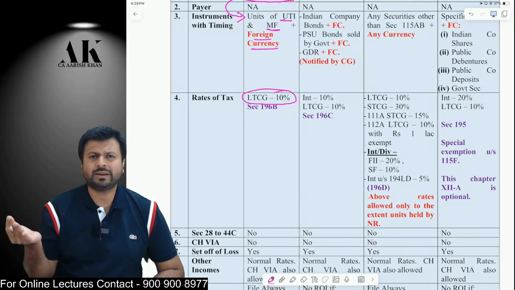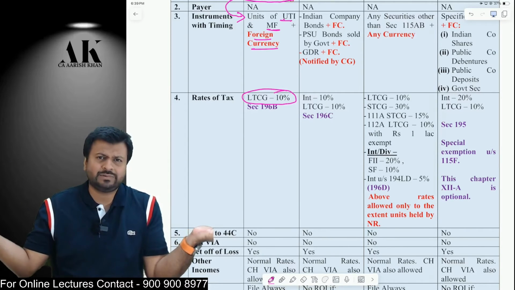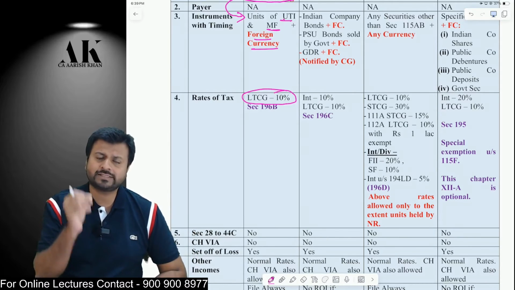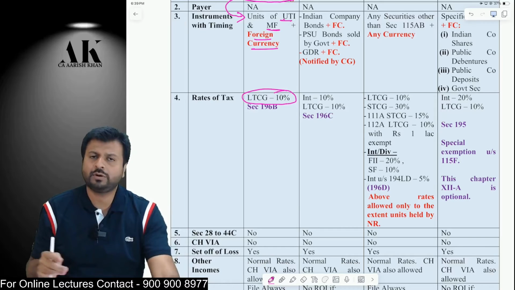And what about short-term capital gains? Short-term capital gains will be chargeable at normal rates. Okay. For short-term capital gains, there is no separate section given over here. This section only talks about what? Only long-term capital gains.